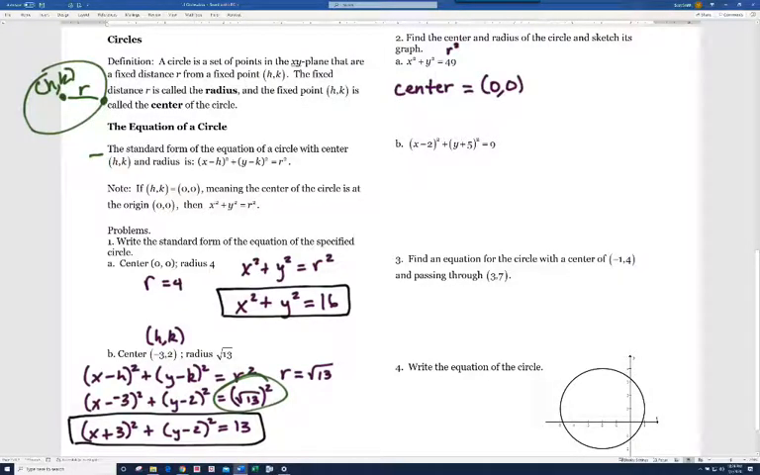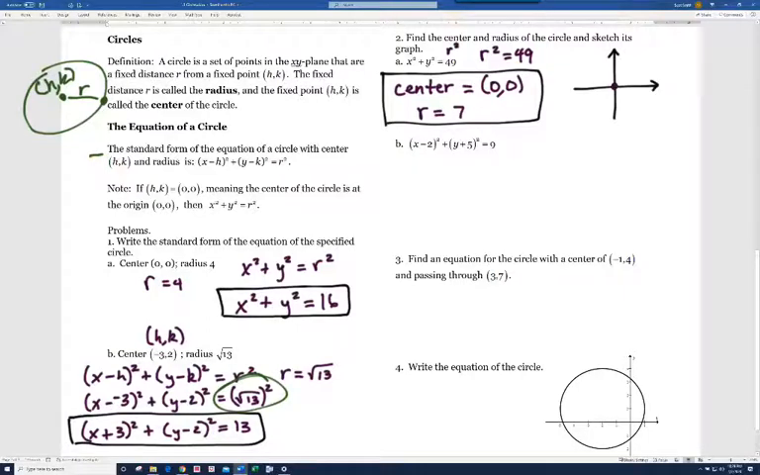So we know our center here is 0, 0. And of course, r squared is 49. Well, we know 7 squared is 49. So our radius is 7. All right, and then notice it did ask us to sketch the graph. So we need to draw a circle centered at the origin with a radius of 7. So it would look like that.